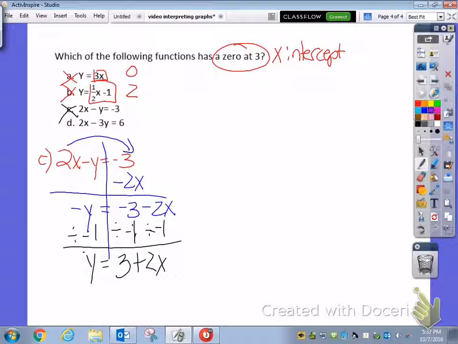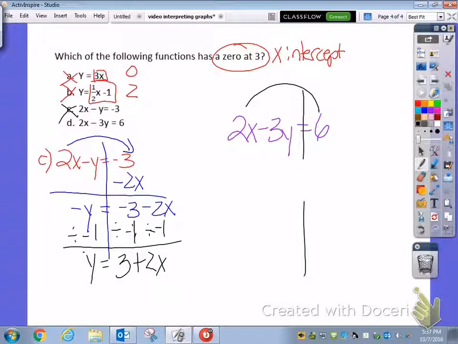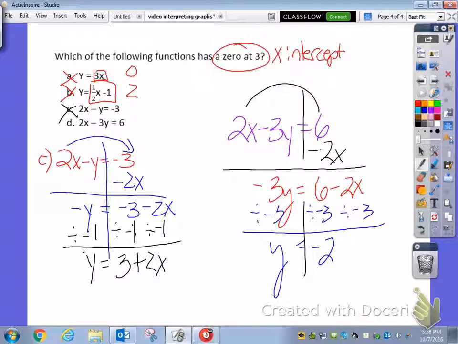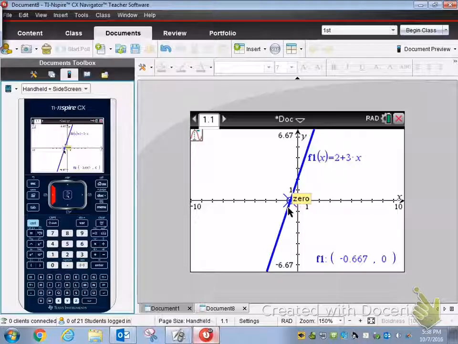My last one, I have 2x minus 3y equals 6. So I'm going to move 2x to the other side. That's minus 2x. Remember, you got to get y by itself. And we did this in chapter 2. 6 minus 2x. Now I have to divide each thing by -3. So when you divide by -3, you get -2 plus 2/3 x. So -2 plus 2/3 x.